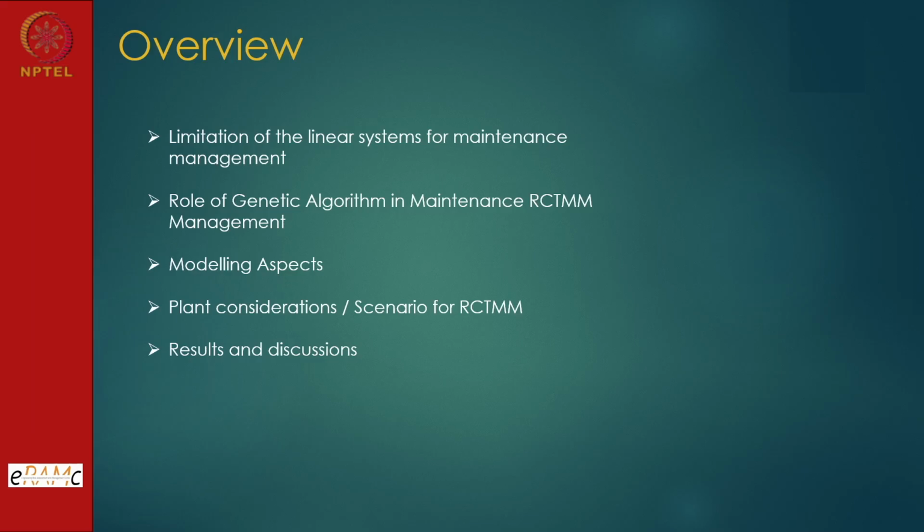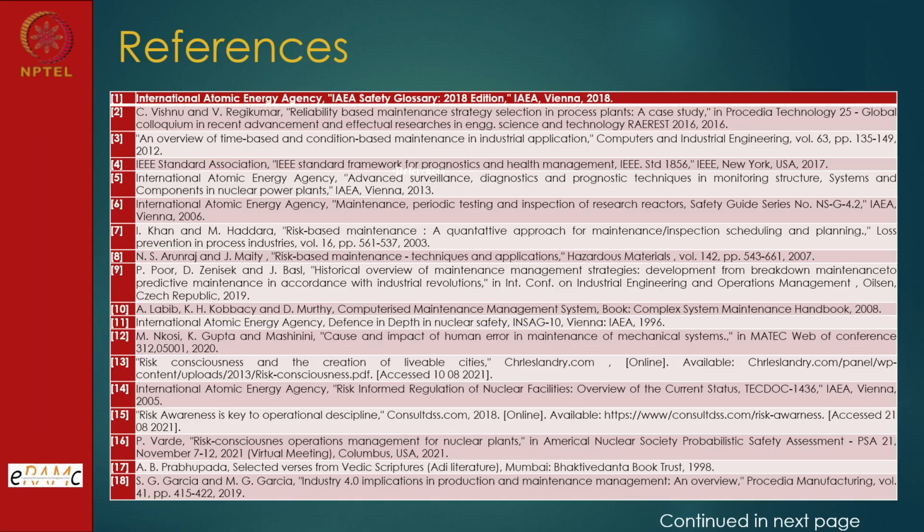So we have seen the limitation of the linear approach, the role of genetic algorithm, maintenance, modeling aspect, plant consideration, results and discussion. This particular case study and the previous case study, indeed this lecture itself, was part of one chapter of my book, Risk Conscious Operation Management. You will find all the stuff there. One paper was published in Columbia, USA, at the time I was working on the risk conscious operation management book, and that book was published in 2023.